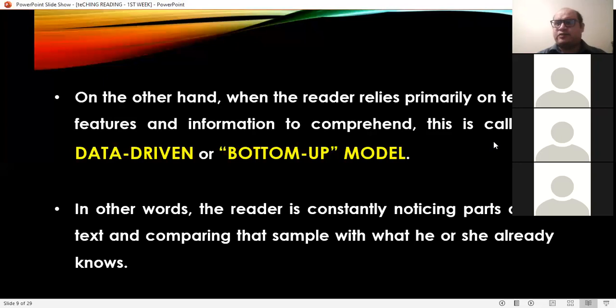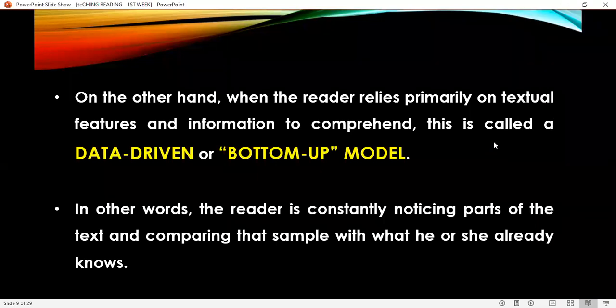In other words, the reader is constantly noticing parts of the text and comparing that sample with what he or she already knows. So here we have these two aspects, all right? Remember, when you read something, you do not just decode. Ah, yeah, this is intelligent. Ah, yeah, this means smart. Okay. Ah, no, this is present simple. Oh, yeah, okay. So the meaning is impressive. The meaning is about. This is how you notice the parts of the text, but also you compare that sample, that text, with what you know or what he or she already knows.